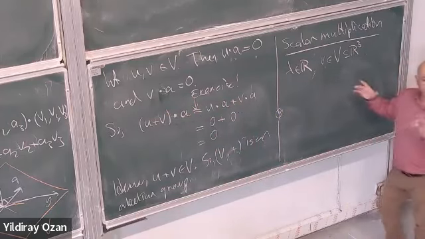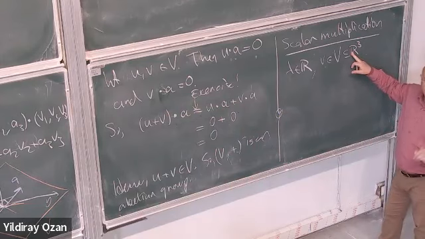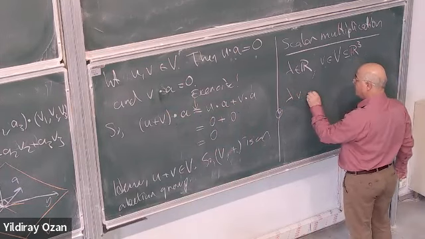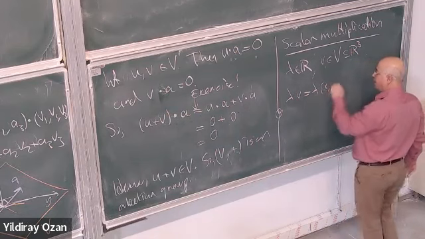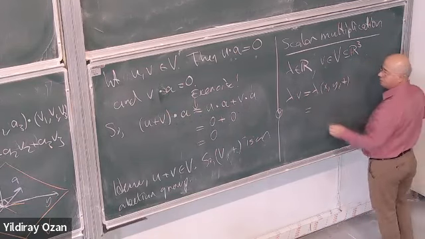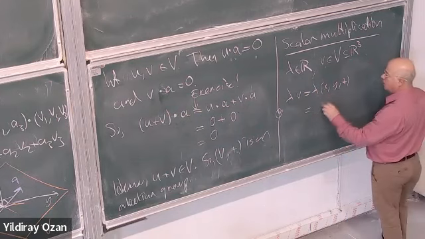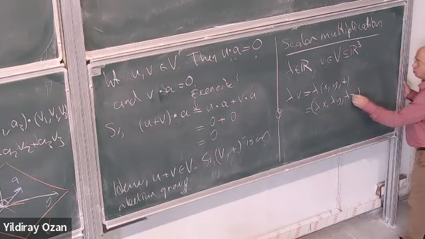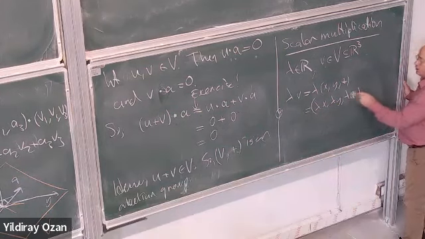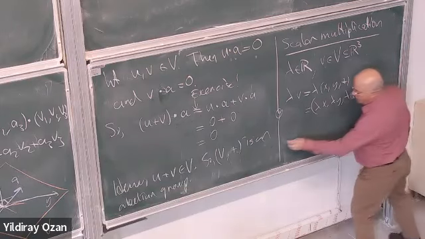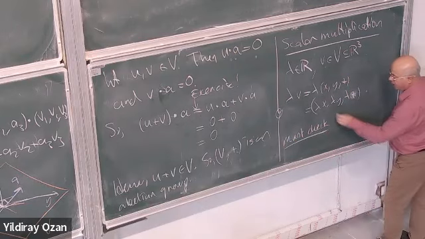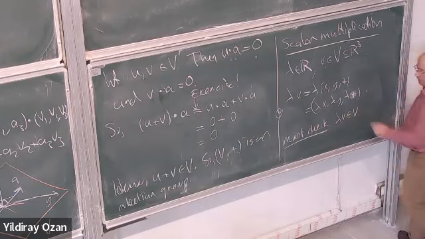So I will use the scalar multiplication of vectors in R3. So lambda times v, if v is just x, y, z, is just lambda x, lambda y, lambda z. But we should make sure that this is also in V, right? Must check lambda times v is also in V.